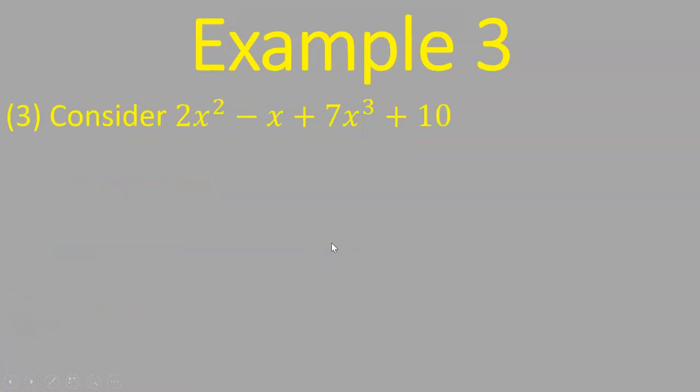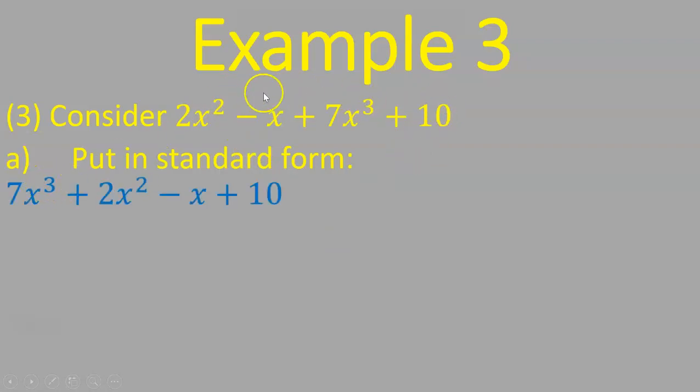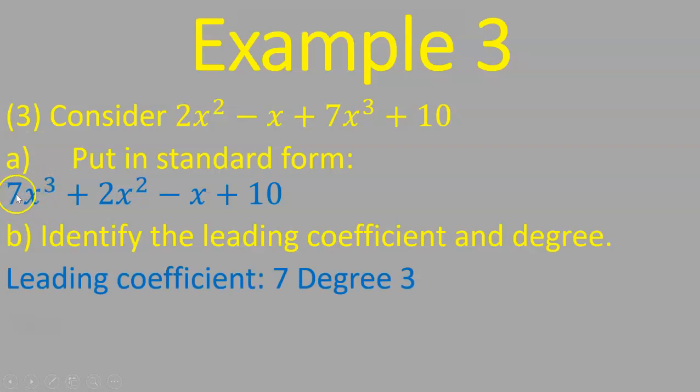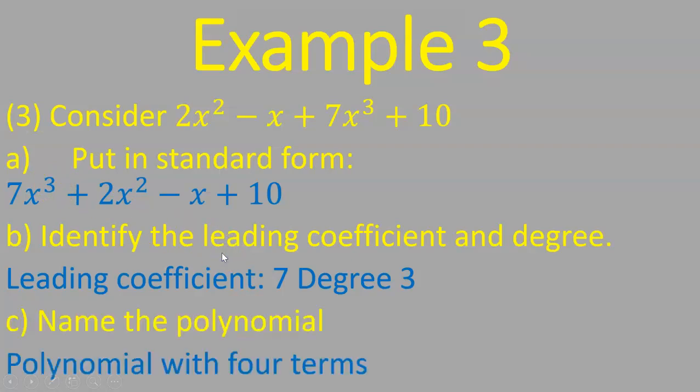Okay, consider this polynomial. Put in the standard form. The variable exponents are not in order. Let's put them in descending order. Notice again the negative stays with the x. 3, 2, 1, 0. Identify the leading coefficient and degree. That's easier to do once you're in standard form because it's in the front. The leading coefficient would be 7. The degree is 3. Remember, the 7, not because it's the biggest, but because it's in the front once arranged by variable exponent. And 3 is the highest variable exponent. The polynomial would be a polynomial with 4 terms.